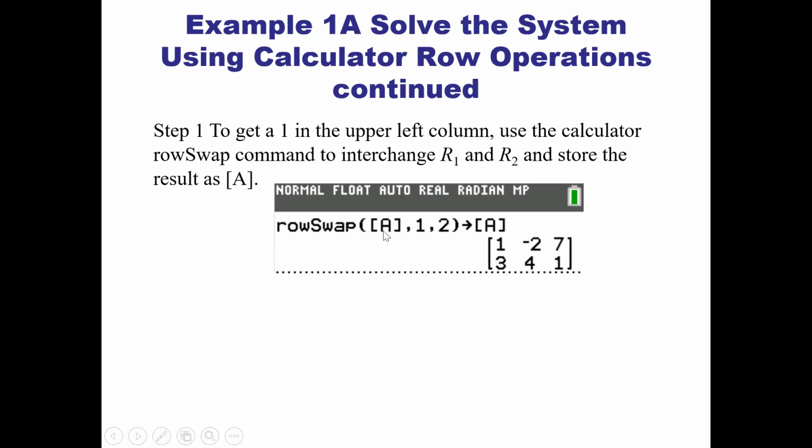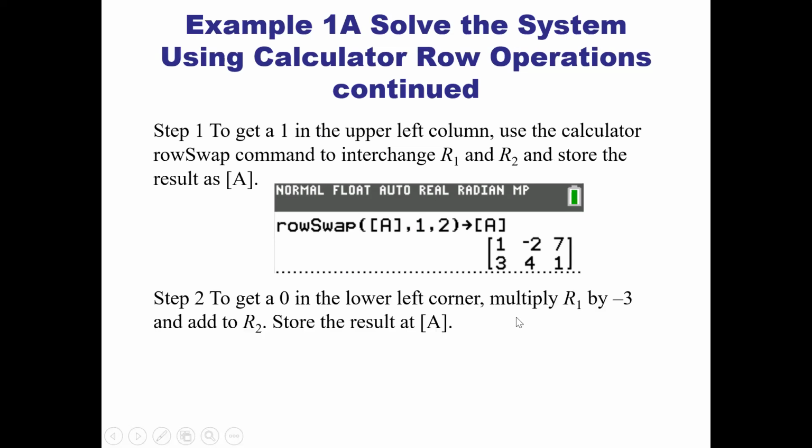And we're going to take row swap A and swap one and two, and we're going to put that back into A. And then we're going to say, okay, well, now what does it look like? Well, that's what it looks like now. So we basically just swap those two rows. Now to get a zero here, we multiplied this row by a negative 3 and added it to that row.